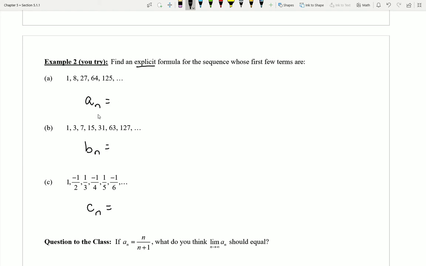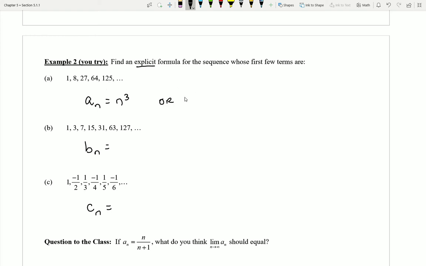But I'd ask you to go ahead quickly, pause the video, and just try to experiment a little bit, have some fun, try to figure out what formulas you might be able to come up with here, and then you can hit unpause to see me go through the solution. Okay, so one solution that I might have for this first one is n to the third power. Notice again, this assumes that n starts at the number 1. And so I have 1 to the third, 2 to the third, 3 to the third, 4 to the third, and 5 to the third.